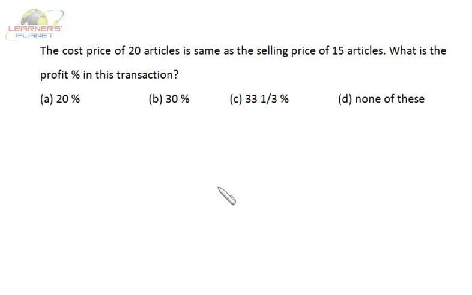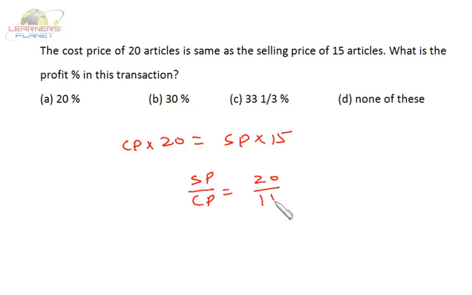Now let's see this question. The cost price of 20 articles is same as the selling price of 15 articles. What is the profit percent in this transaction? Friends, the problem is very simple. CP of 20 is equal to SP of 15. That means SP by CP is equal to 20 by 15. So it is 4 by 3, that is 1 plus 1 by 3. So what is the profit? That is 1 by 3 and that is equivalent to 33 1 by 3%.